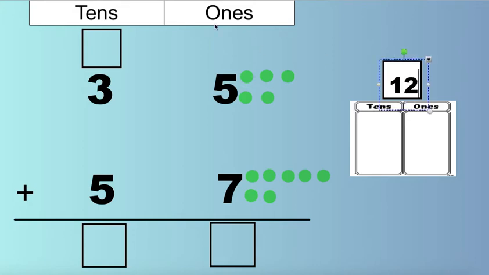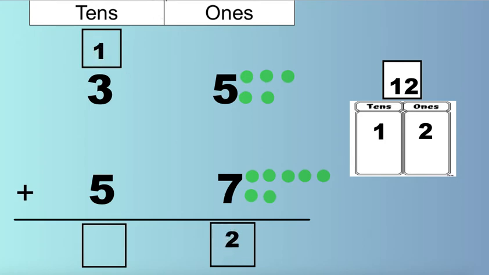So here's our number 12. Let's break it apart into tens and ones so we can regroup it. So, like before, the 2 is in the ones place and the 1 is in the tens place. Now we know how we can regroup our number in our problem. So our 2 goes in the ones place and our 1 goes in the tens place. Cool. Now we can continue adding.